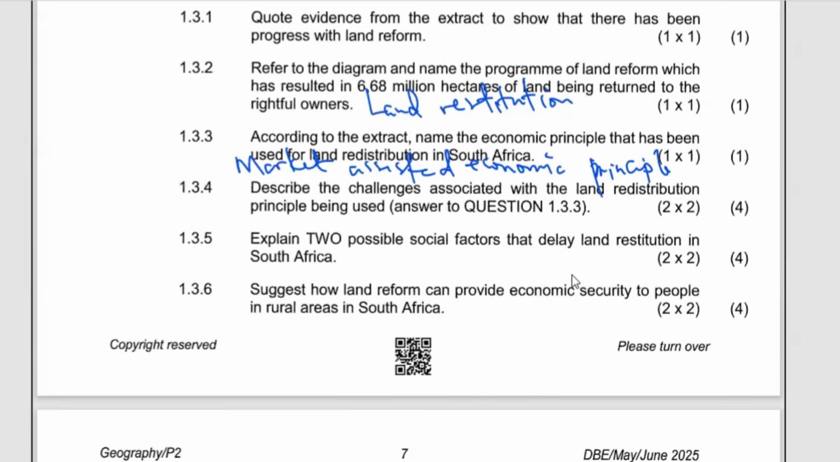Right, moving on to the next question, number 1.3.4. Describe the challenges associated with the land redistribution principle being used. What are the challenges which are associated with the market-assisted economic principle? Right, the challenge that we have there, we can talk of challenges like we have a challenge with post-settlement support.